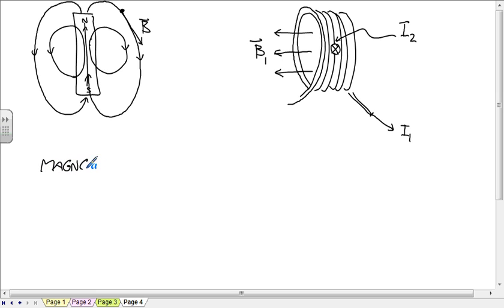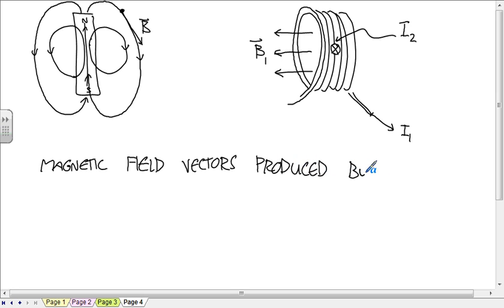So, magnetic field vectors produced by current through a straight wire.